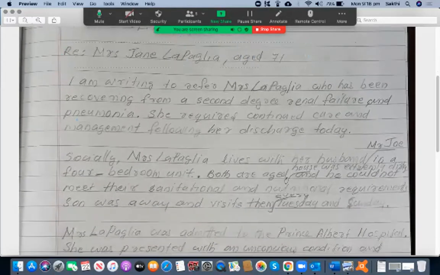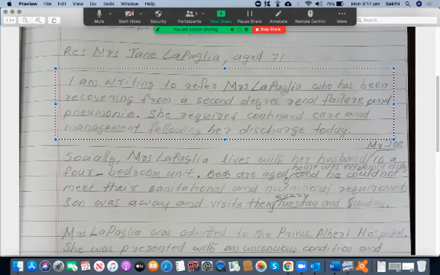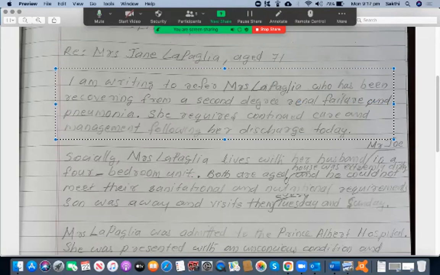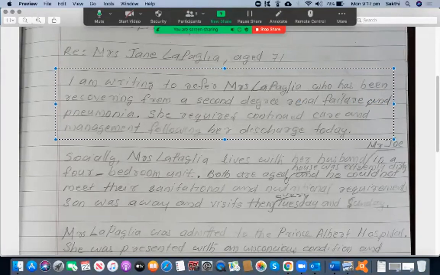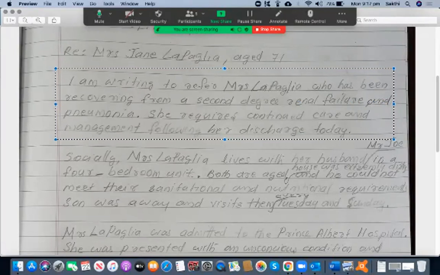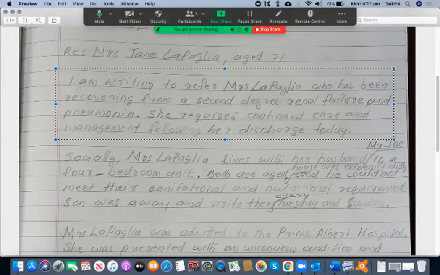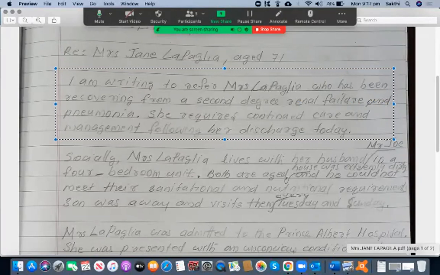I'm writing to refer, so this is a referral letter, right? Good. I'm writing to refer Mrs. Lapaglia, who has been recovering from a second-degree renal failure and pneumonia. Pneumonia, that's good. I'm happy with that. She requires continued care and management following her discharge today. Well done. You have done a good job by writing an exceptional introduction paragraph with no grammar mistakes. I'm happy with that. Your introduction paragraph sounds really good.